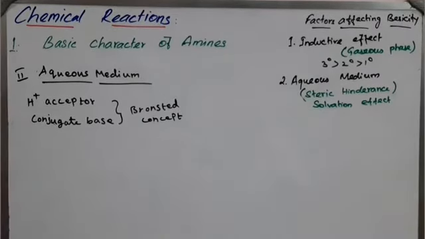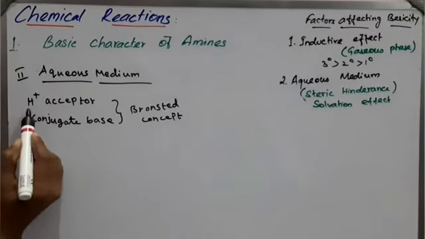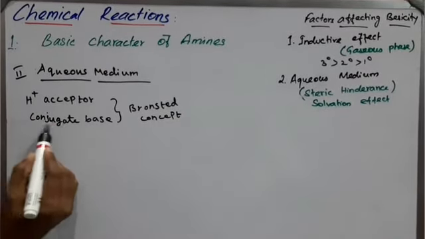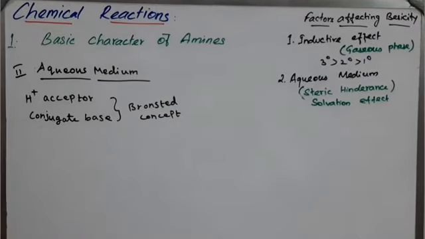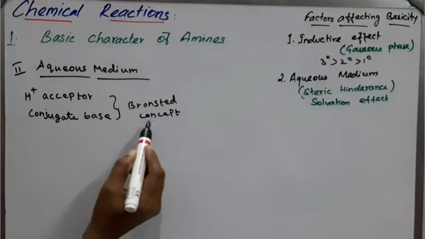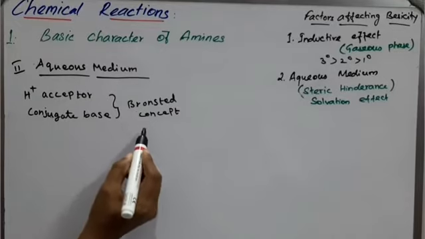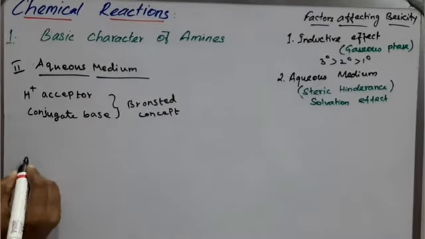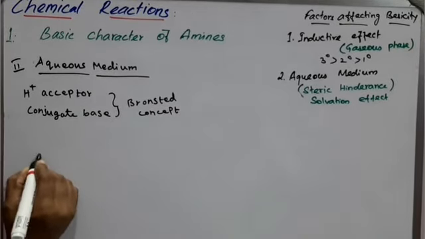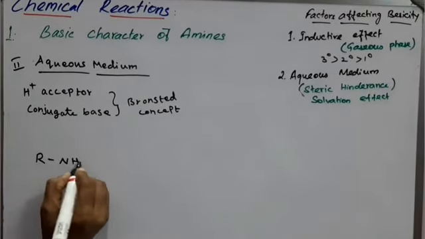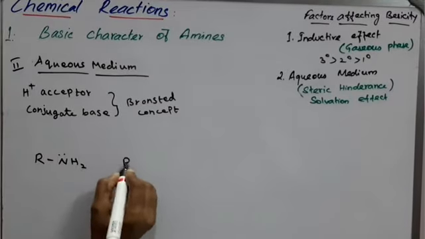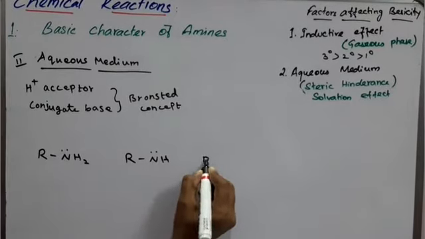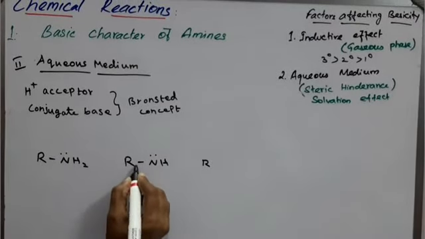Why? Because the base acts as a good H plus proton acceptor to form a conjugate base according to this Bronsted acid concept. So what's happening here for aqueous medium? Suppose this is a primary amine, RNH2, and this is your secondary amine, R2NH, here 2 R groups.